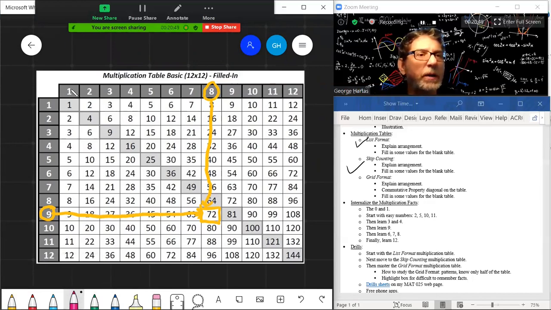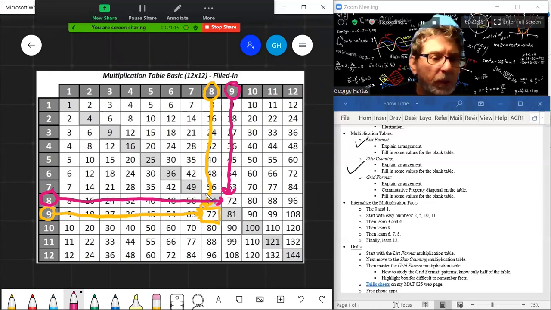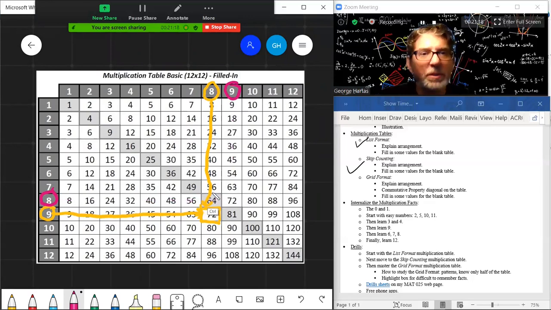Well, what happens if I want to know what 9 times 8 is? Let's see what we get. So 9 times 8. What is our answer for 9 times 8? It's wherever they meet. Well, look at that. It's also 72. That is because of the commutative property. So thanks to the commutative property, 9 times 8 is the same as 8 times 9.